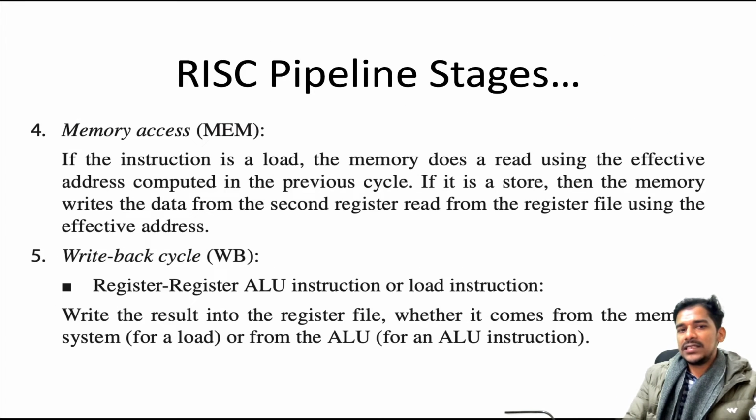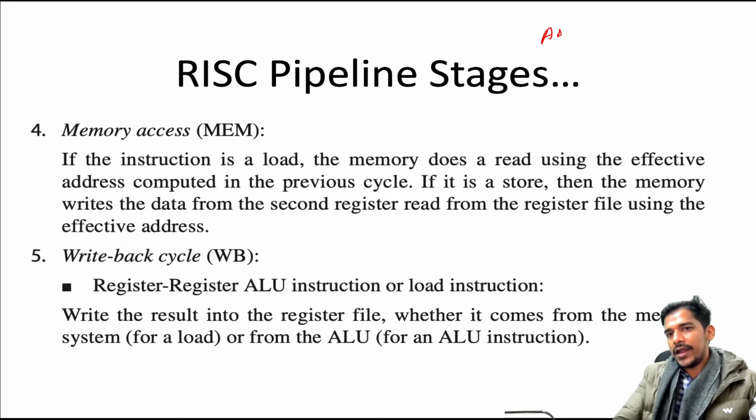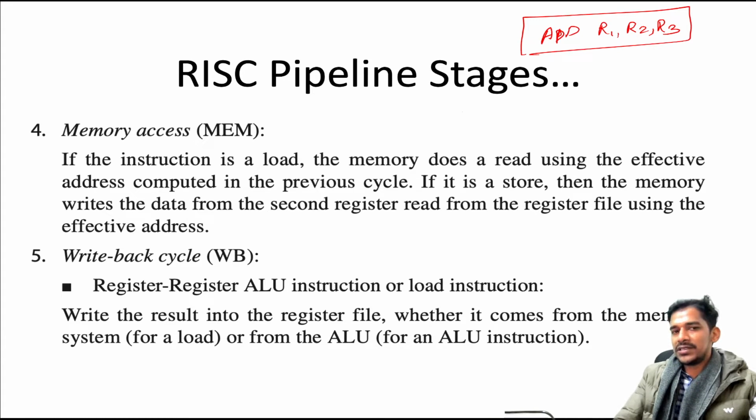So the fourth cycle is memory access, and this cycle will not be applicable to all the instructions. For example, let us say you have an instruction something like this: add R1, R2, R3. In this particular instruction, you do not need to access the memory, right? So there will be some memory based instructions in which you will access the memory, but in all the instructions you will not access the memory. So memory access will be done in this particular cycle.